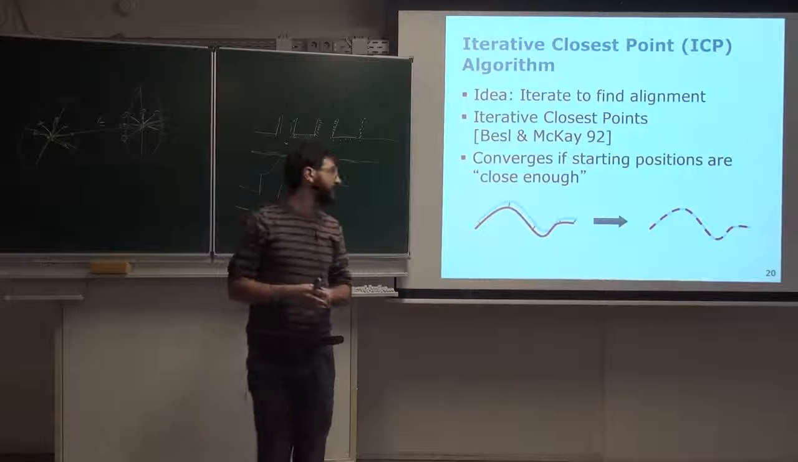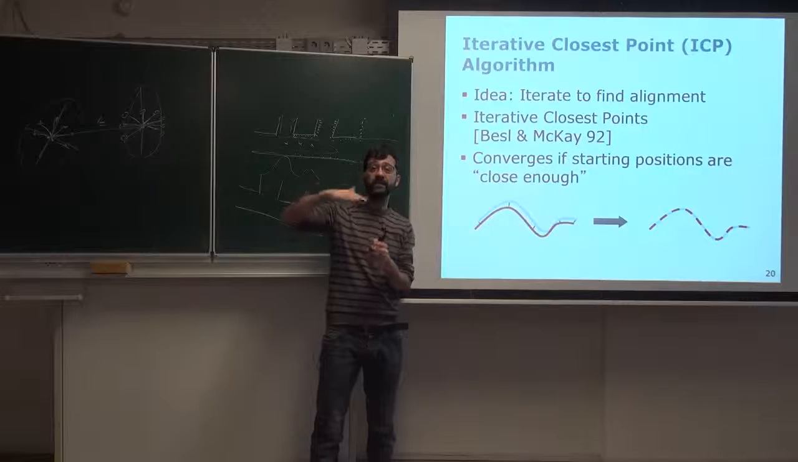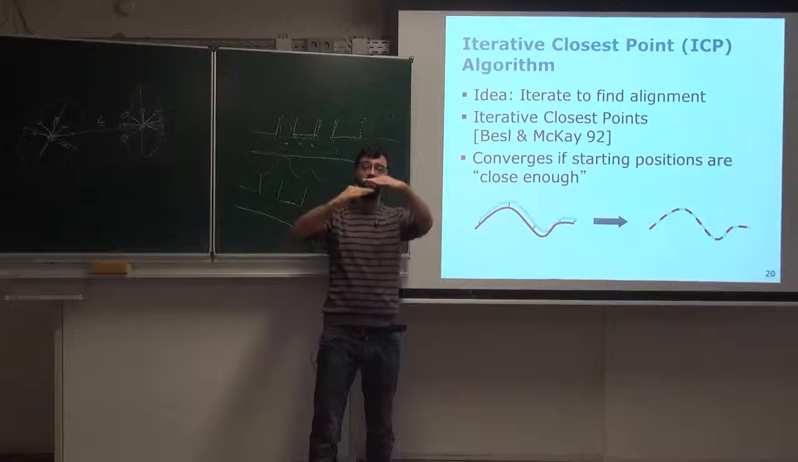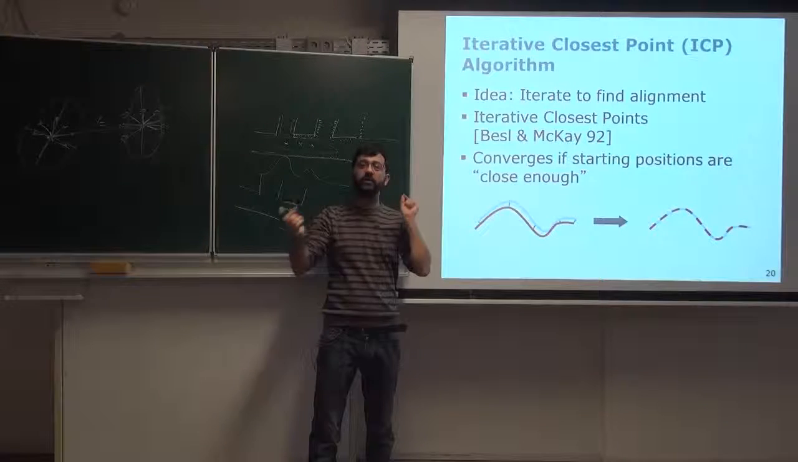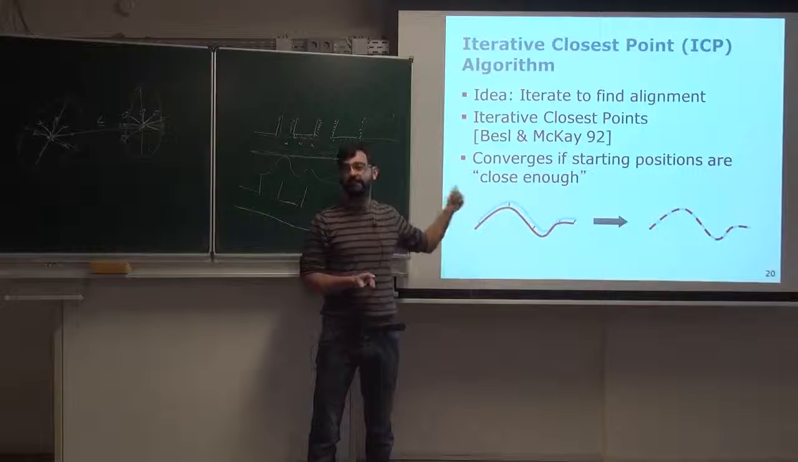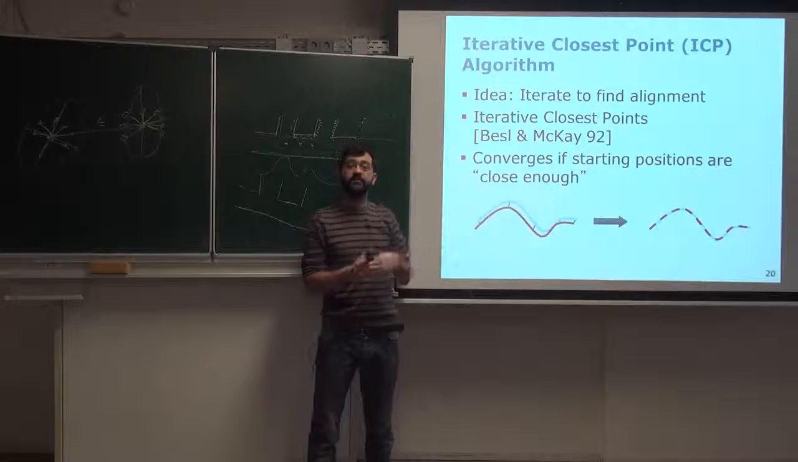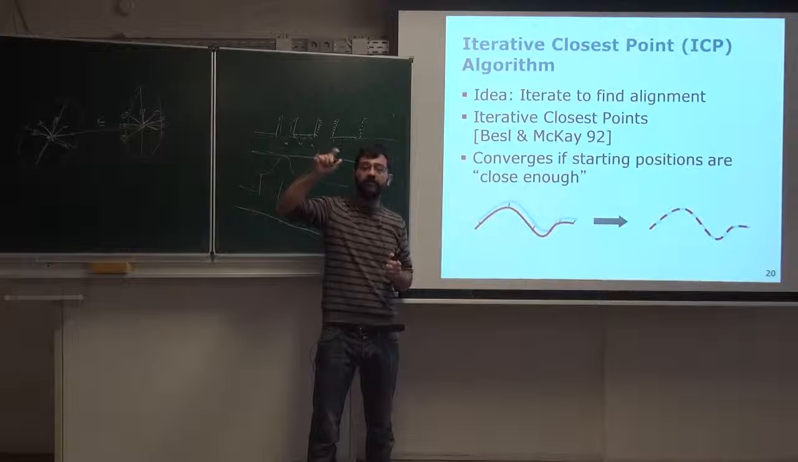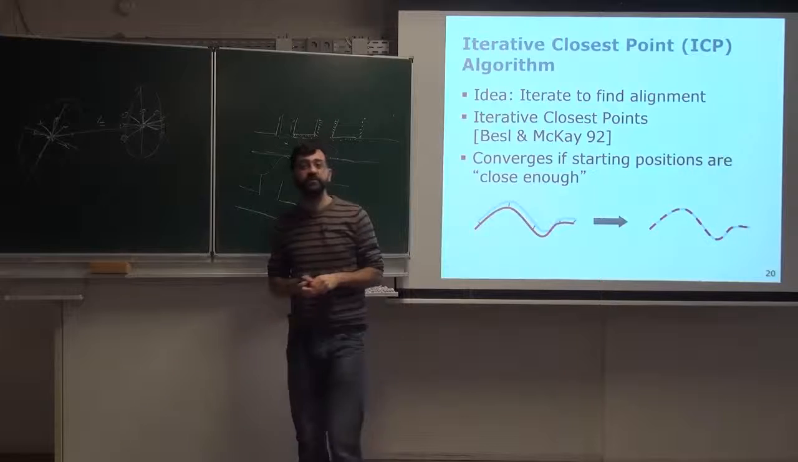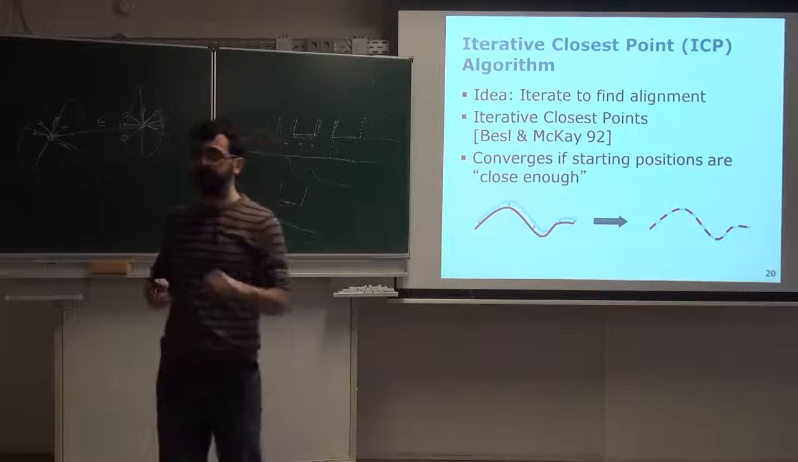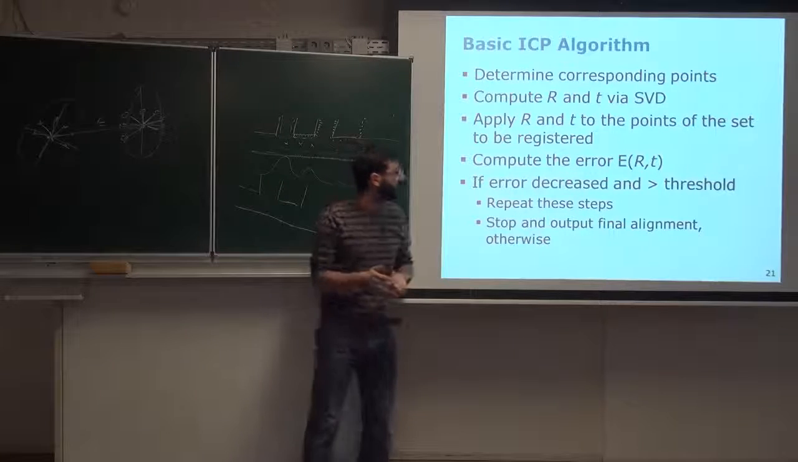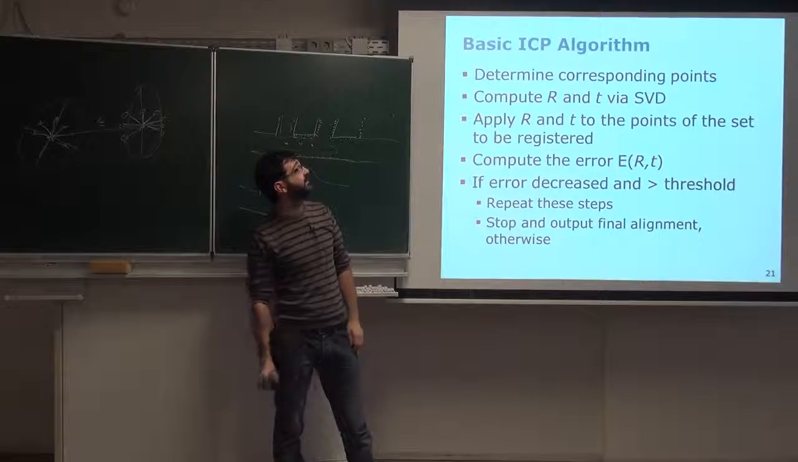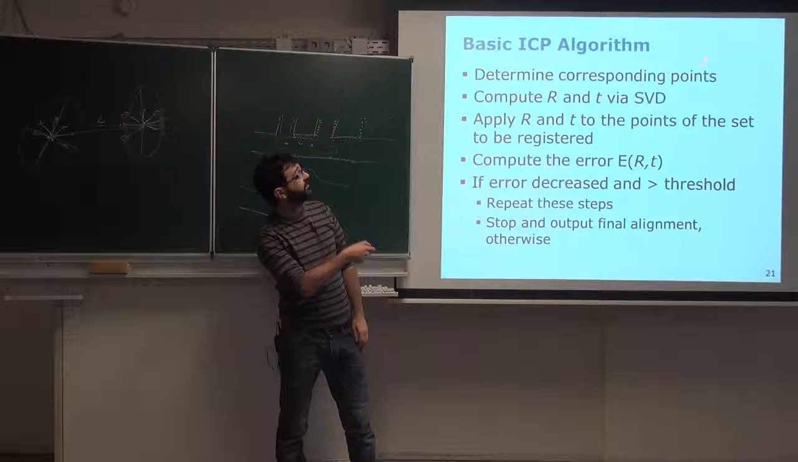Okay? Sometimes it might oscillate, so you might find pathological cases where it's always alternating between associations, so you will never converge, but you can easily spot these cases because your value of the error function is not decreasing or is oscillating, so just do some checks and you will spot these pathological cases. Okay, so summarizing the ICP, the basic ICP algorithm, we just need to determine corresponding points.